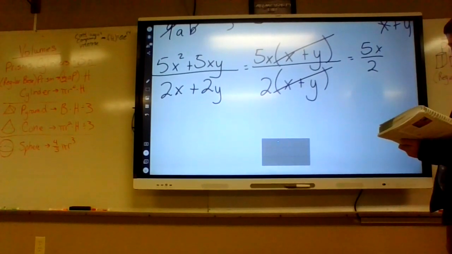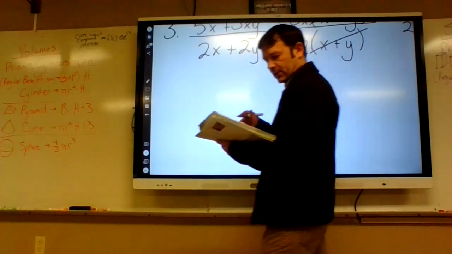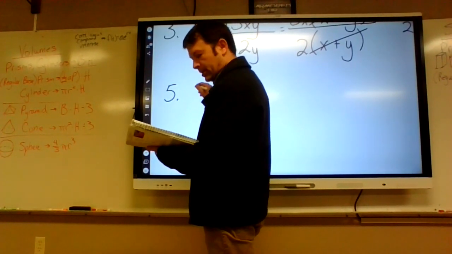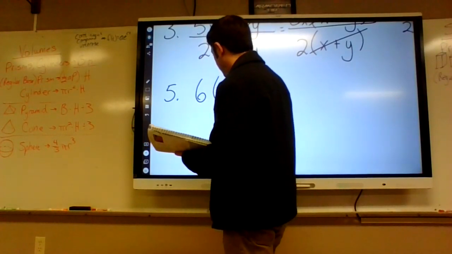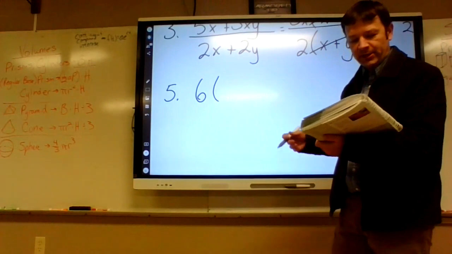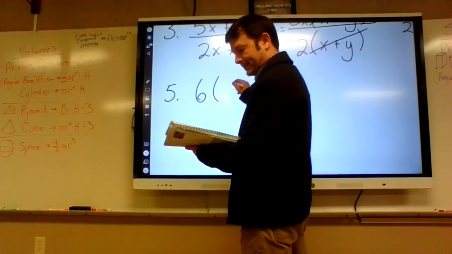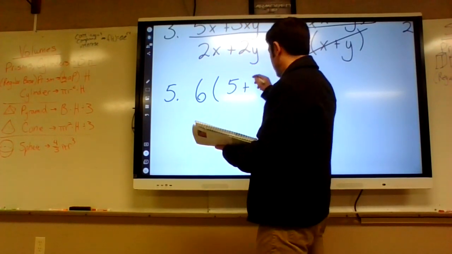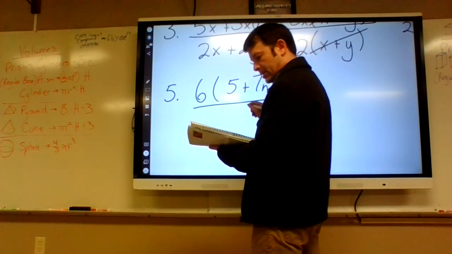On number 5, what can I do to the top there? Take out a 6. Is that all I can do? Yeah, looks like it. No, not any letters or anything. 6 goes into both of the 30 and 42. So if I take a 6 out on number 5, what's left on the top? 30 divided by 6 is, 42 divided by 6 is, and then on the bottom I have a 9 and n.